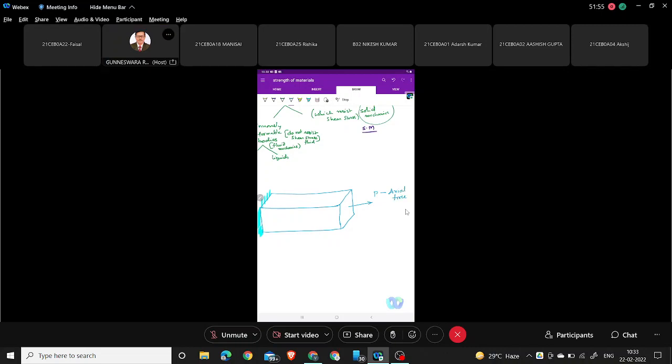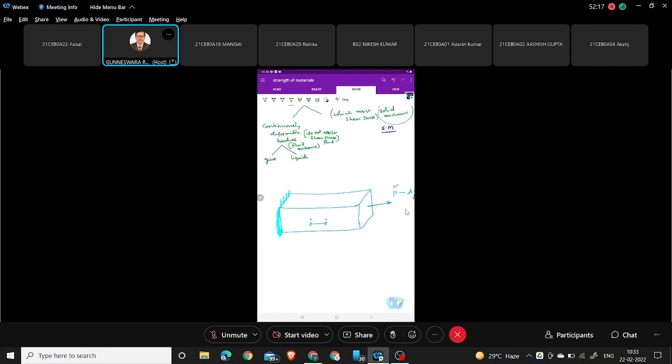Okay, so the axial force, this is a tension. If I put it in the opposite direction, it is compression. So the tendency of this force is to increase the internal distance between two particles. The distance between these two particles increases with the application of this force P. It is what really happens.